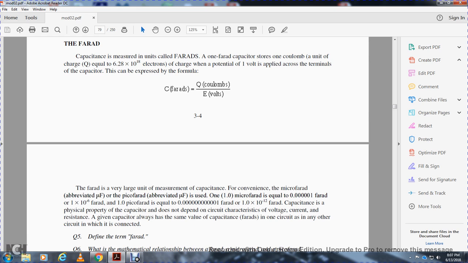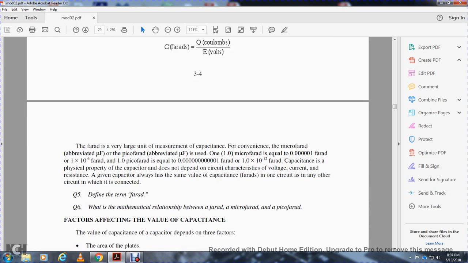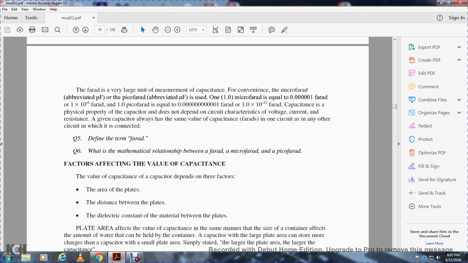and one picofarad is 10⁻¹² farad. Capacitance is a physical property of the capacitor and does not depend on circuit characteristics such as voltage, current, and resistance. A given capacitor always has the same capacitance value in farads in one circuit as in any other circuit it is connected to. Define the term farad, with the mathematical relationship between the farad, microfarad, and picofarad.